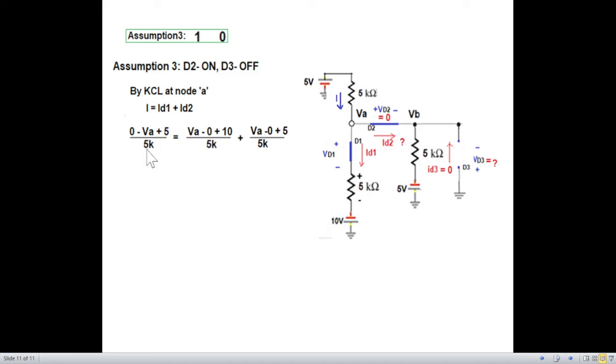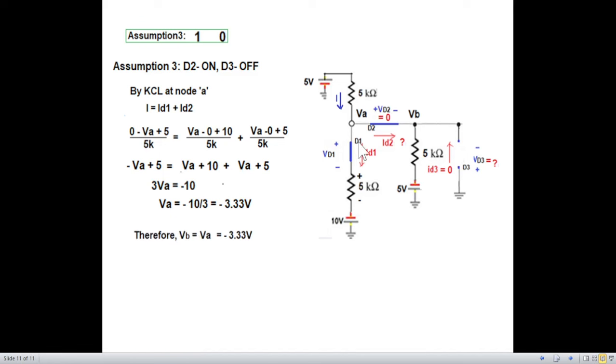And now, since there is LCM 5K, we just do away with it. So this will be the equation. Simplifying, we find VA to be minus 3.33 volt. Okay. But VA and VB are same, because they're connected through short circuit, so VB is also minus 3.33.